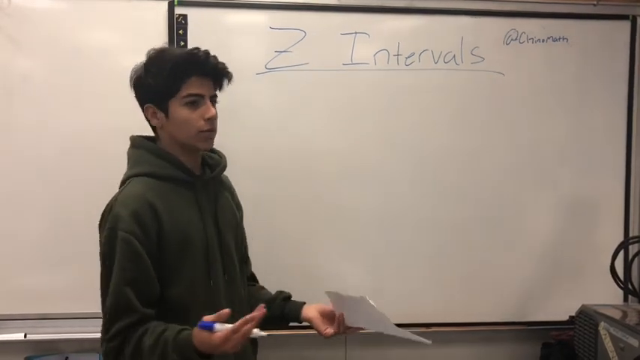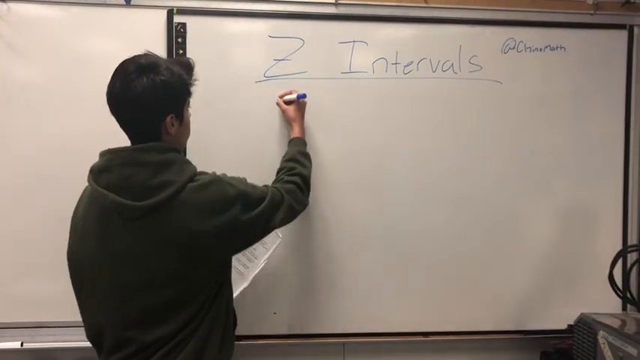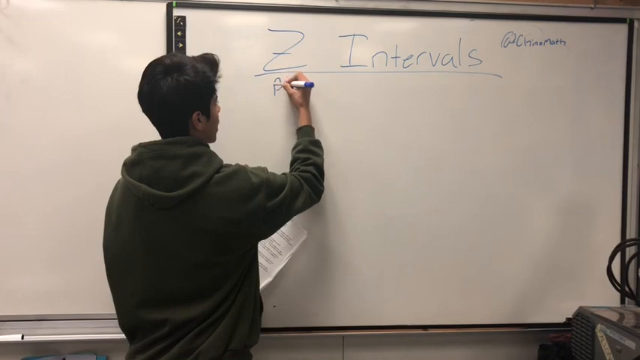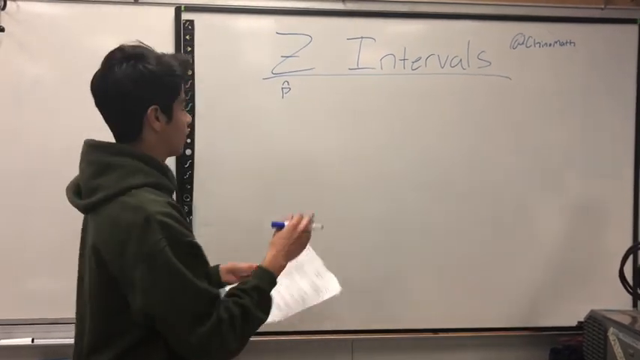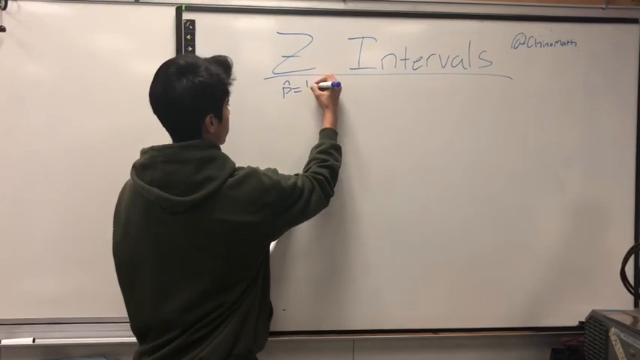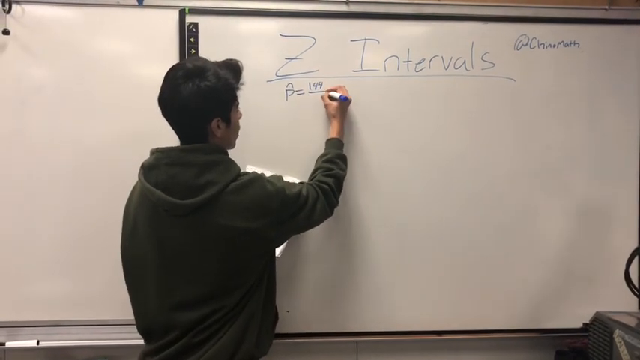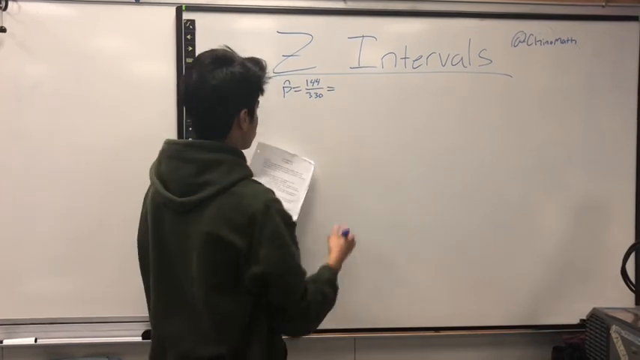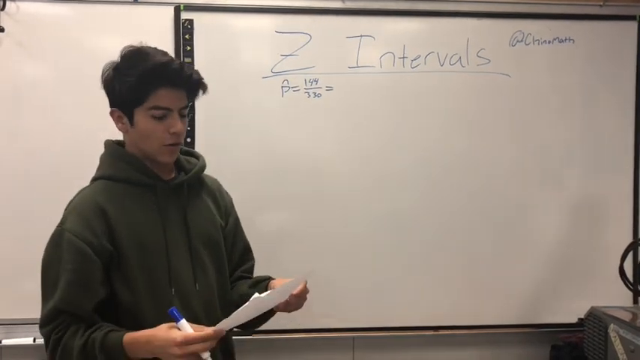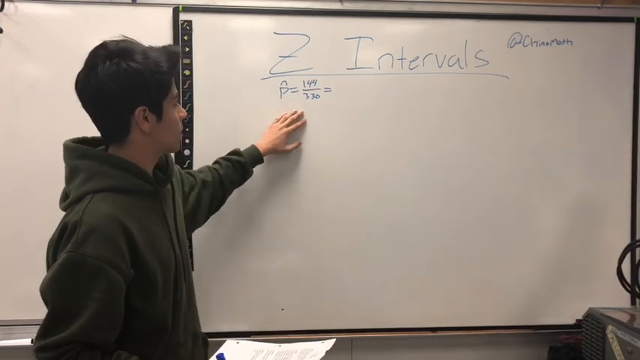So we learned in previous chapters how to take samples. A lot of times we'll take a sample, like let's say we took a poll and we found that 144 people in our sample out of 330 voters said that they would vote yes for an upcoming school budget.